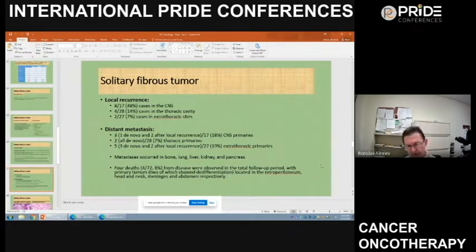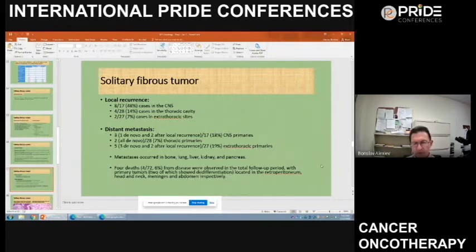As far as local recurrence is concerned, 48% of the cases in the CNS presented with local recurrence, 14% of the tumors in the thoracic cavity presented with local recurrence, and 7% of the tumors at extrathoracic sites presented with local recurrence. Distant mets occurred in 18% of the CNS primaries, 1 de novo and 2 after local recurrence, in 7% of the thoracic primaries, all de novo, and in 19% of the tumors in the extrathoracic site, 3 de novo and 2 after local recurrence. Metastasis occurred in bone, lung, liver, kidney, and pancreas.